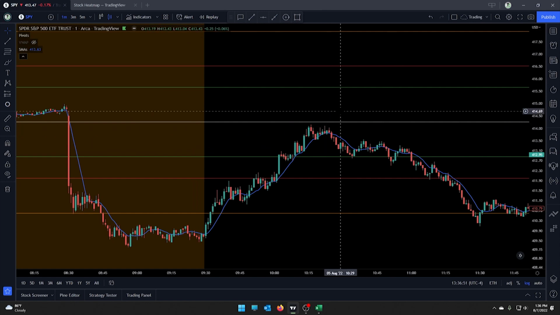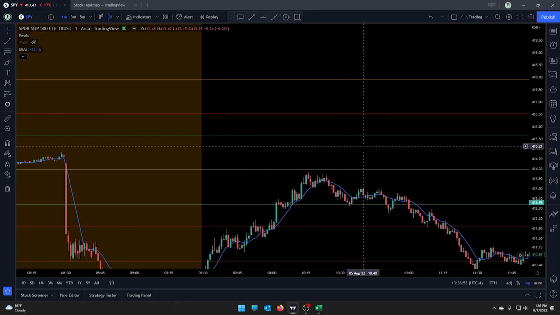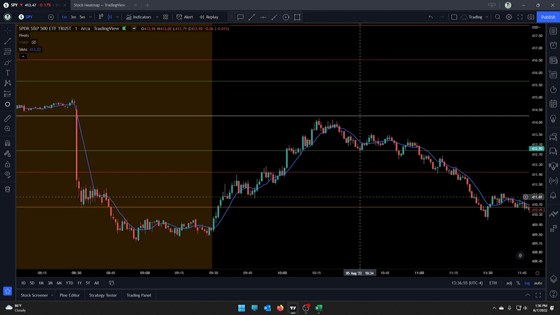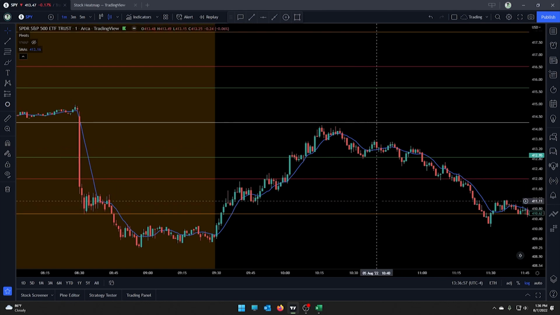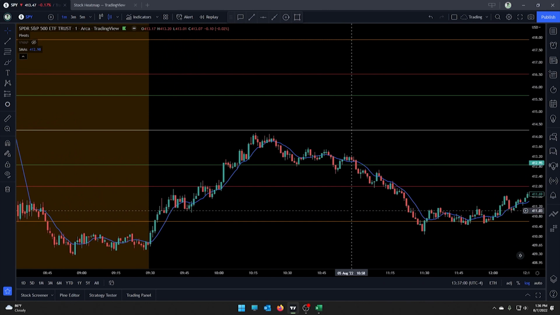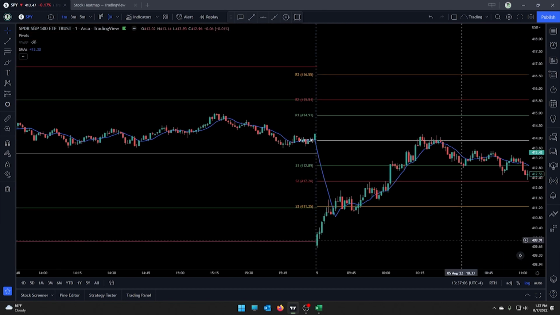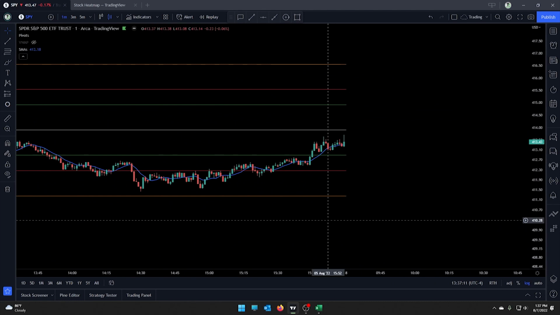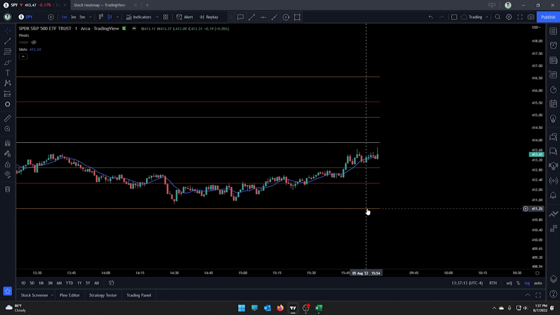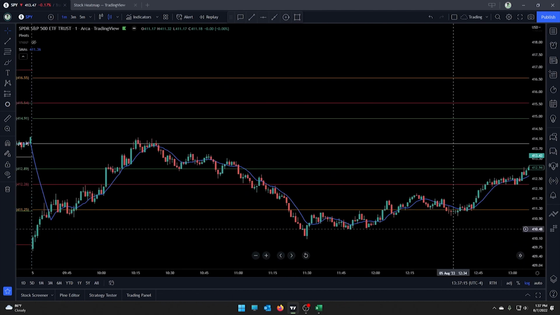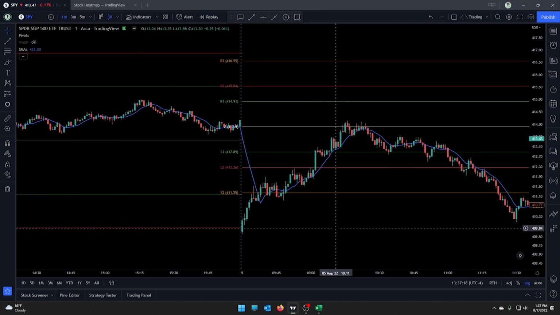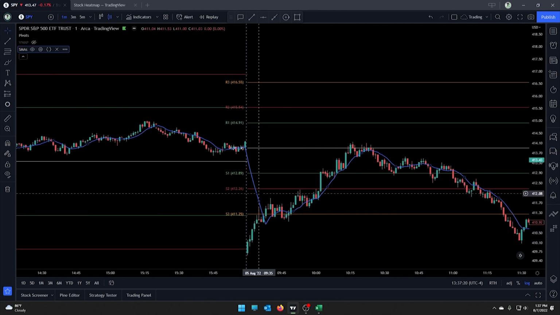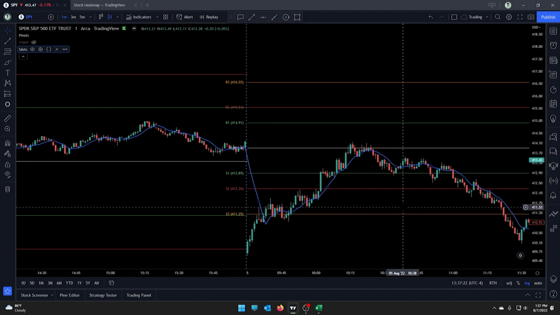So you have your P, your R1, R2, and R3, S1, S2, and S3. That's the pivot points. Now, if you look, you can see this one's about 410.61. We turn off regular trading hours. Now look, it is at 411.25, 412.26, 412.89, and so on.